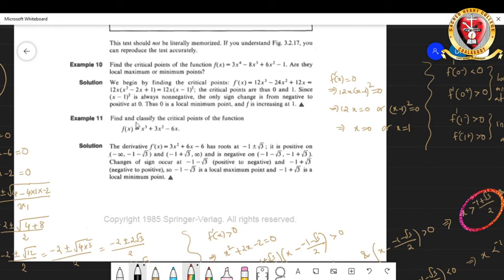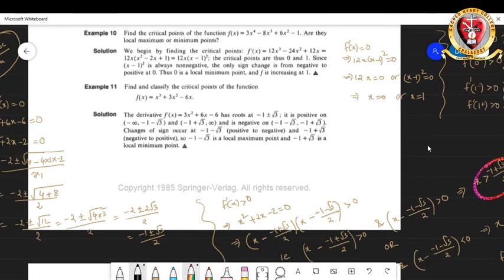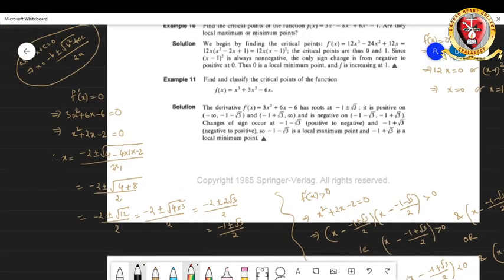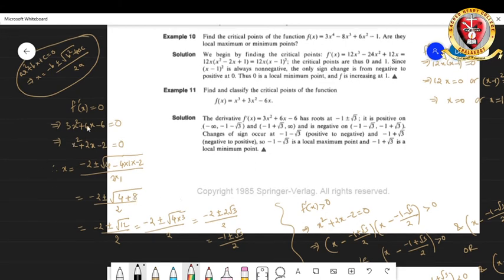Now you can see example 11, which gives us the function f of x is equal to x cubed plus 3x squared minus 6x. We are asked to find the critical points and classify them. For that, we find f dash of x, which is nothing but 3x squared plus 6x minus 6. Equate it to 0, you get 3x squared plus 6x minus 6 is equal to 0. You can divide the whole equation by 3.